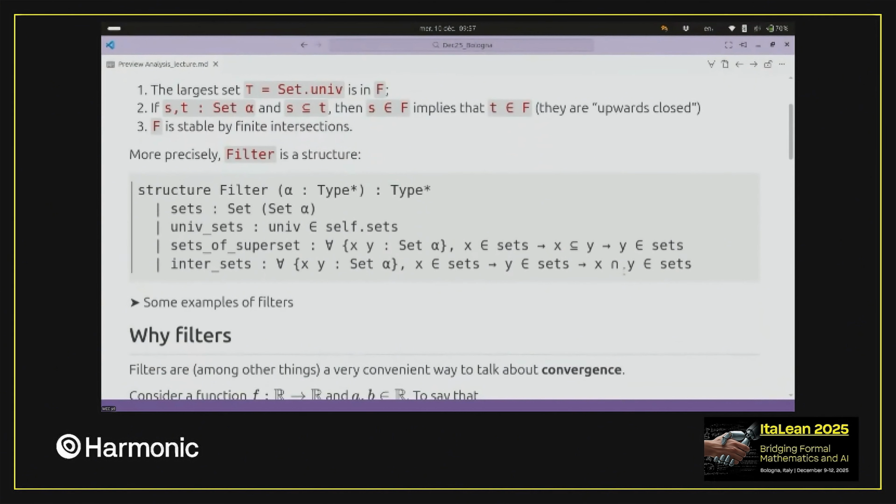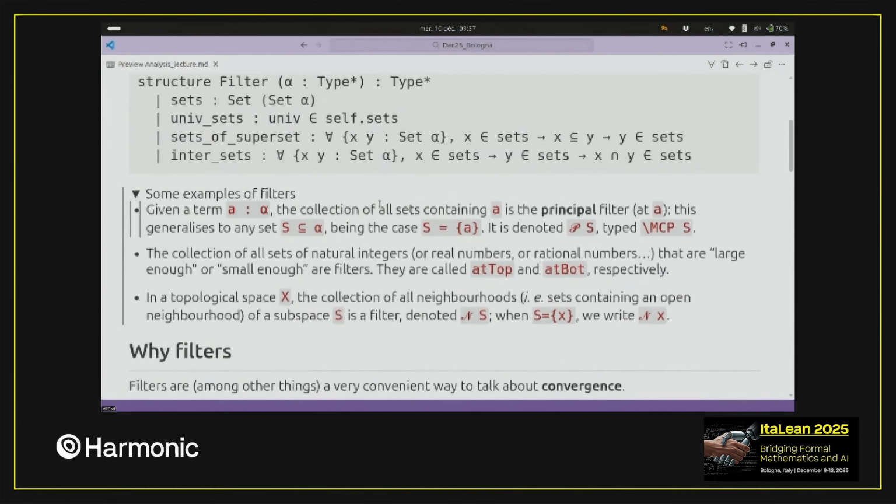So the first thing you can do, for the time being, alpha is not really a topological space. Of course, you can think of it as being a topological space, but what I'm saying here is general for any type. You can give yourself a term A in alpha, and then you can consider the collection of all sets that contain A. Well, it's easy to check. The universal set will certainly contain A. If two things contain A, their intersection contains A. And if something contains A, then every superset of it still contains A. So the three properties of being a filter are satisfied.